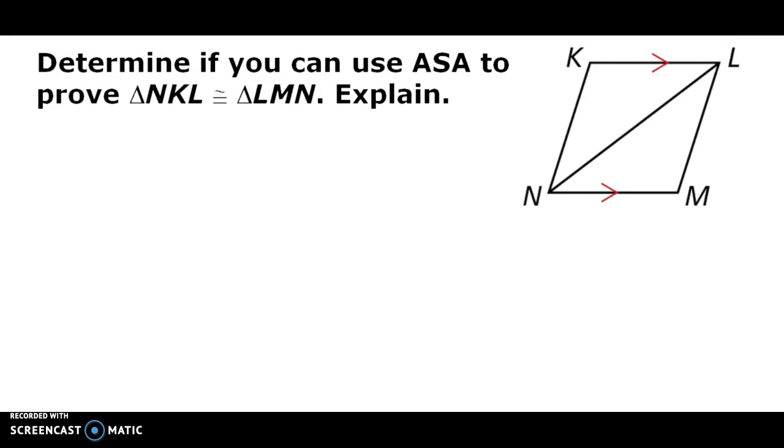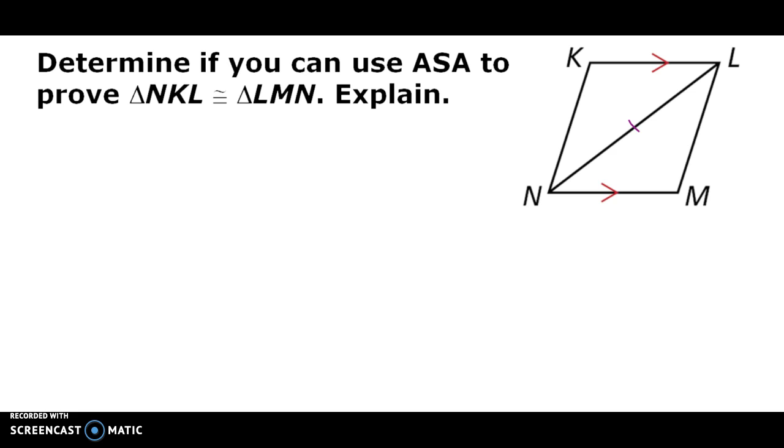Okay, so take a look at this example. It's on the back again. Sorry, keep flip-flopping. We need to determine if we can use ASA for this example. So ASA, I'm going to go kind of fast here. We have a reflexive side, right? So kind of get in the habit of that. If you ever have two triangles backed up next to each other like that, just put a little tick mark on the middle side.